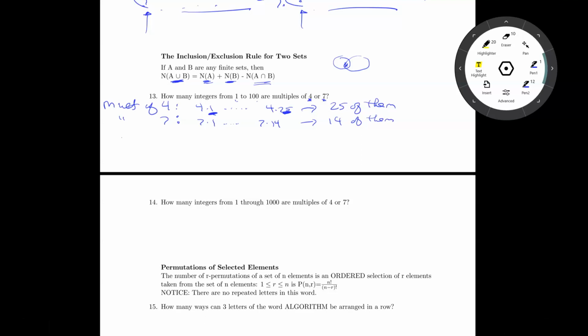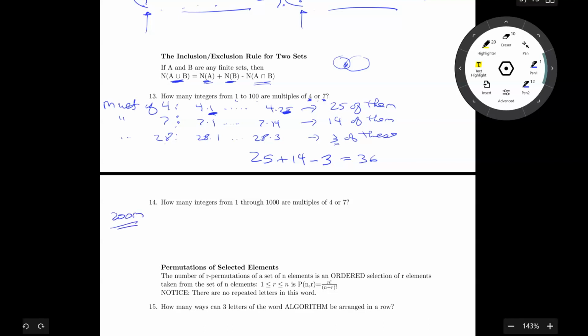So now I need to go find out the multiples of 28. So 28 times 1, and then it only goes up to 28 times 3, because I'm only going up to 100. So there's 3 of these. Okay, so how do I find the multiples of 4 or 7? So I'm going to add the 25, add the 14, and subtract off the 3 that were in common, right? Because the multiples of 28 are in common between these. So I just have 36 of them. Okay, so this is for you all to do.